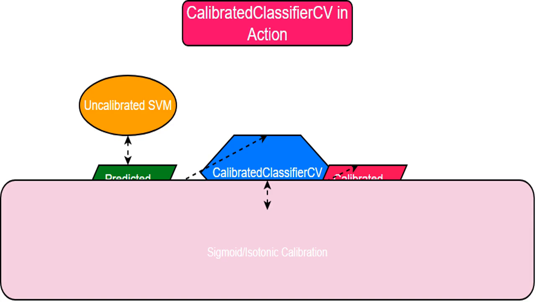CalibratedClassifierCV offers different ways to do its calibration. Two popular methods are sigmoid, Platt scaling, and isotonic regression. I can choose which one best suits my data. Each method uses a different approach for adjusting my SVM's predictions to be more accurate. It's like having two different tools in my toolbox.